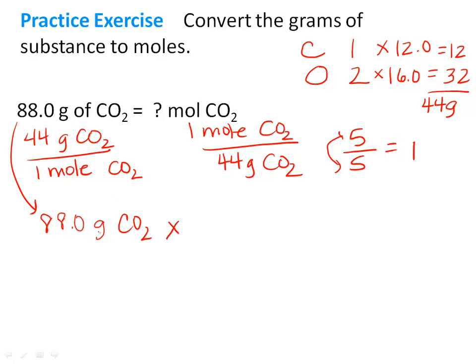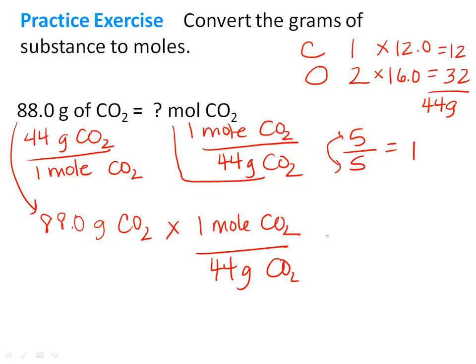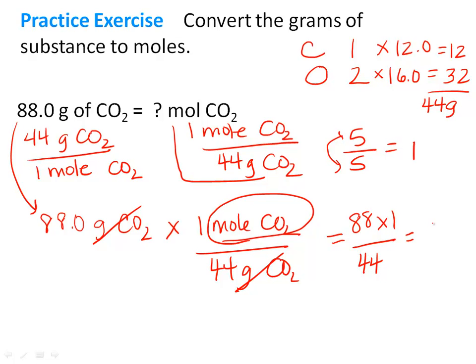So we need grams in our denominator so we can cancel it out. So we're going to use this conversion factor. 1 mole of CO2 over 44 grams of CO2. And that allows us to cancel out our grams of CO2. We're left with moles of CO2, which is what we're trying to find. So we have 88 times 1 over 44. And that's going to give us 2 moles of CO2.